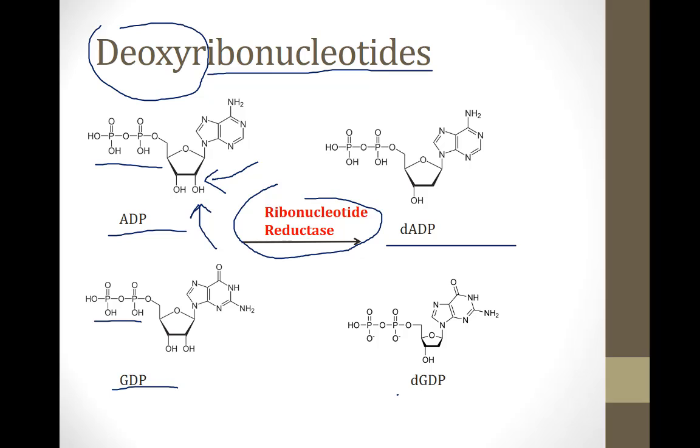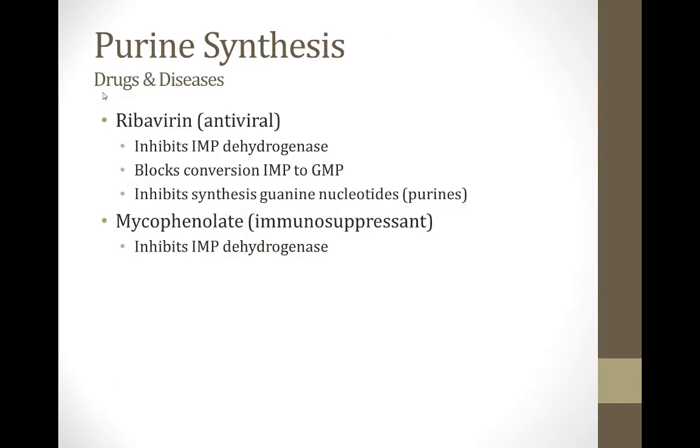For all the biochemical pathways that you will learn in medical school, you need to focus on the drugs and diseases that are involved in those pathways. And for the purine synthesis steps that we've discussed up to this point, there are 2 drugs that you need to know. The first one is ribavirin, which is an antiviral drug, and it inhibits an enzyme called IMP dehydrogenase. And this is an enzyme that converts IMP to GMP. So ribavirin will inhibit this conversion, and this will blunt the synthesis of guanine nucleotides, which of course are purines. This means there will be fewer guanine nucleotides around for the virus to use when it tries to replicate its genome.